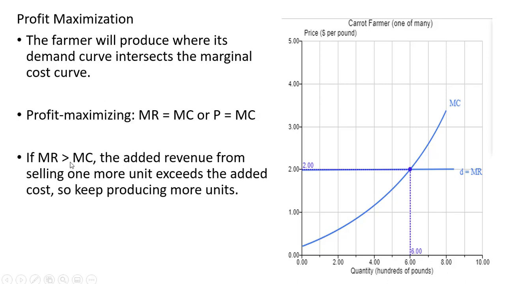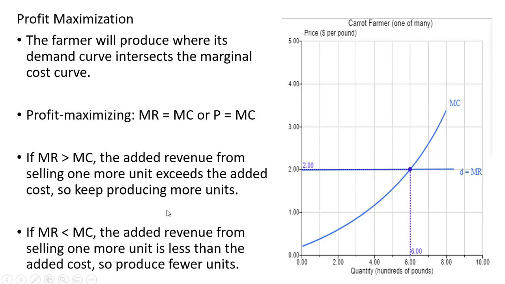If marginal revenue is greater than marginal cost, so anywhere the marginal revenue curve, the demand curve, is above the marginal cost curve, it makes sense to keep producing more units of output. Why? The added revenue from selling one more unit exceeds the added cost. So you want to keep producing more units. Again, anywhere marginal revenue is greater than marginal cost, or visually here, where this demand curve, marginal revenue curve, is greater or lies above the marginal cost curve.